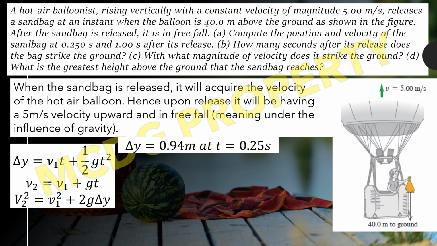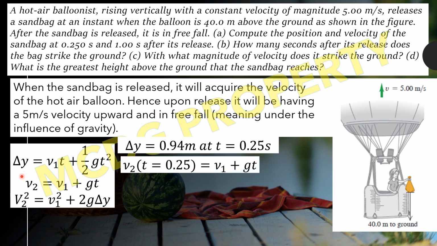Again, at t equal to 0.25 seconds, the position is 0.94 meters from the point of release. Now, how do you find the velocity after 0.25 seconds? So what equation are you going to use? Among these three equations, what are you going to use? Yes, you can use equation number 2. Equation number 2 gives you the velocity of an object undergoing free fall at any time t.